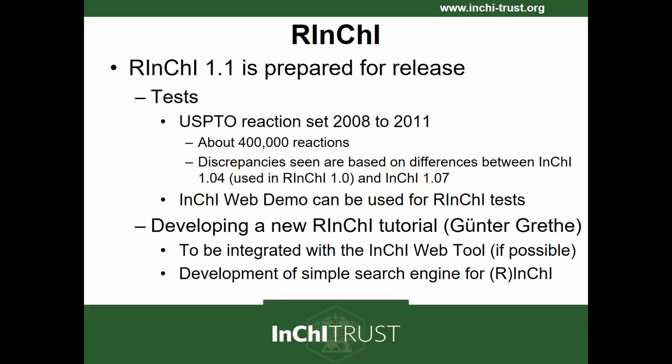How do we test? We use the US Patent Office database provided by Roger Sayle. We normally use the version 2008 to 2011 with 400,000 reactions. First tests showed that the discrepancies that show up are based on the changes between 104 and 107, having in mind that especially between 104 and 105, a bunch of bug fixes were done that led to other results.